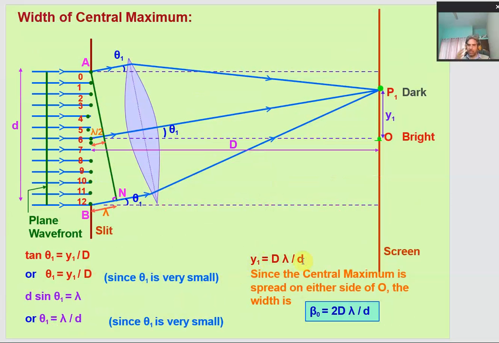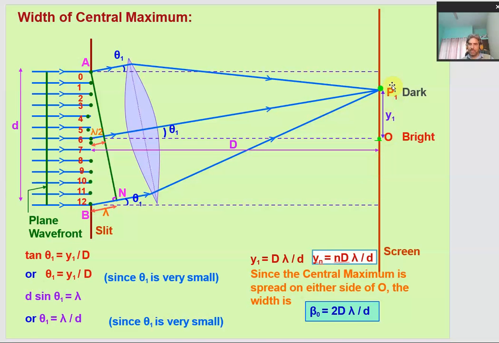So in general we can write the expression for the nth dark fringe as yn equal to n D lambda upon d. This is the general result which we can use to calculate the position of any dark fringe, or secondary minima, on the screen. For the 50th dark fringe, for example, we can substitute n equal to 50 and we will get the distance of that 50th dark fringe from the center of the screen by using this formula.